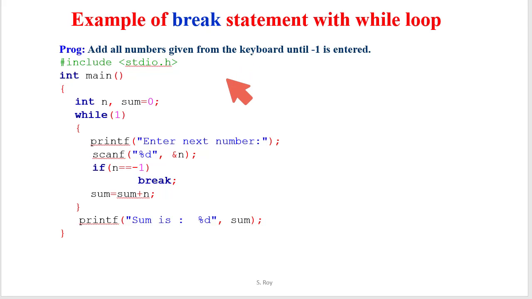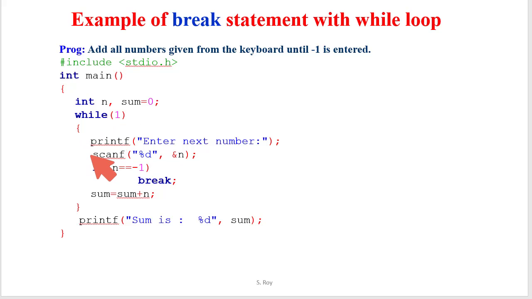This is another example with the break statement. What is the target? This is the addition of all numbers given from the keyboard until -1 is entered. It means we shall add numbers one by one entered from the keyboard until we enter -1. When we enter -1, the program will terminate. We have used a while loop. While(1) means 1 is always true, so this is an infinite loop.